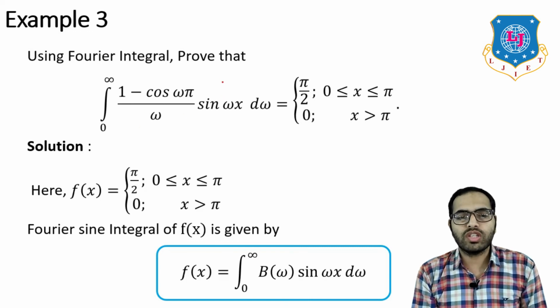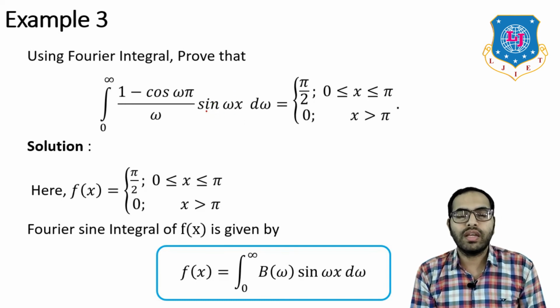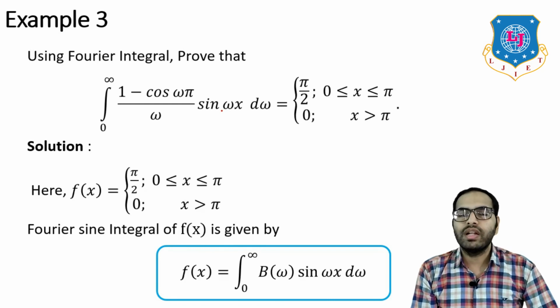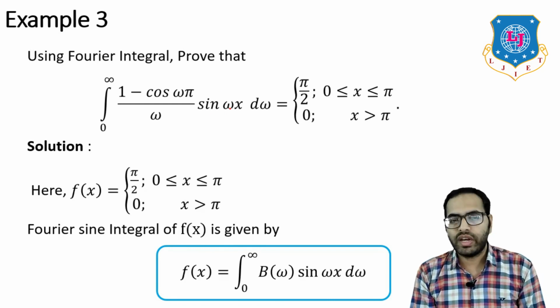Then according to the question, we are just finding the sine integral. How can we identify that the given function is in the form of a sine integral? Because our answer is in the form of sine of omega x, it is a sine integral. If it were cos of omega x, then it would be a cosine integral. If sine omega x and cos omega x both are present, then we solve with the help of the Fourier integral.